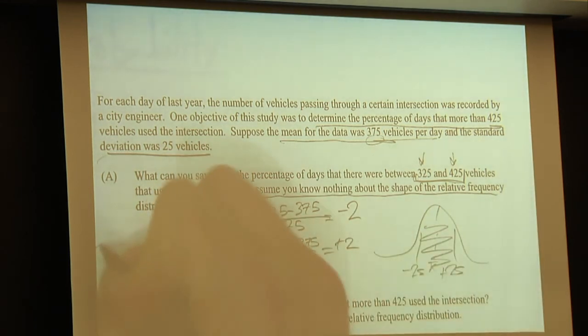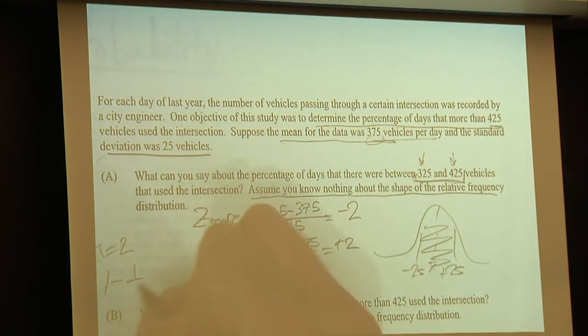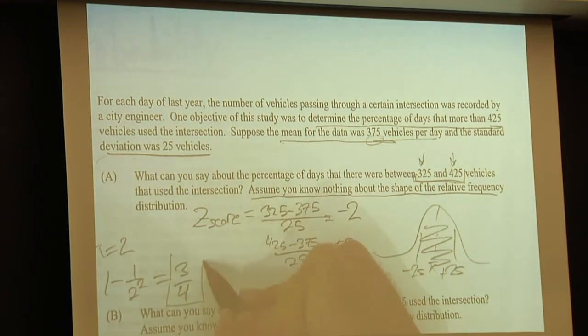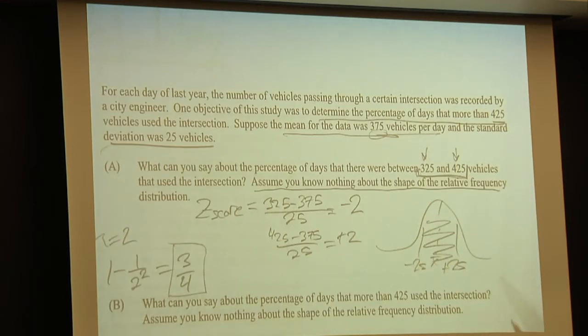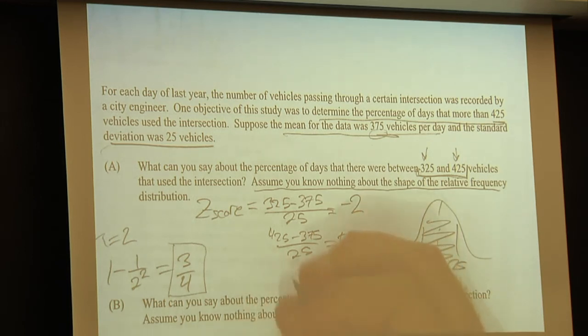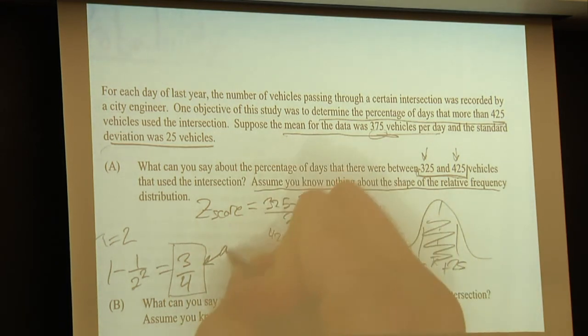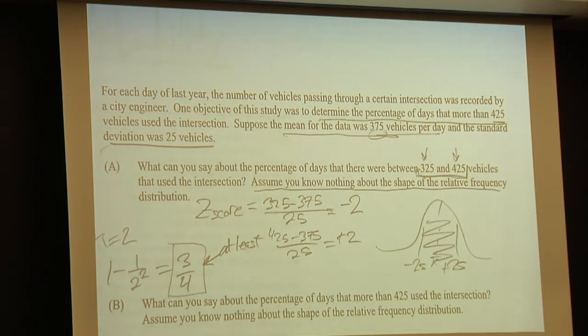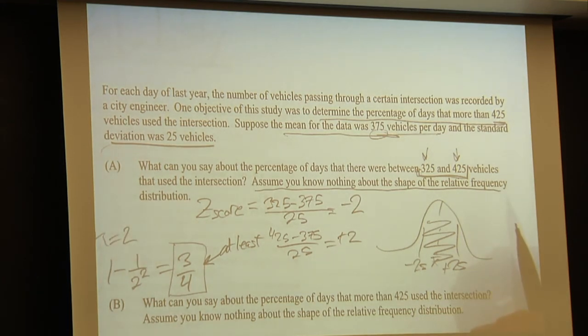So our k is 2, and we remember the rule is 1 minus 1 over k squared, which will give us exactly what we had before, 3/4. Now, the tricky thing about the 3/4 that we have here is that it's not just 3/4 or approximately 3/4. The rule tells us that this is at least 3/4 of our observations in this range. So it could really be all of it. He might have never seen a day where less than 325 or more than 425 vehicles went through the intersection. We just know it's got to be at least 3/4, okay?